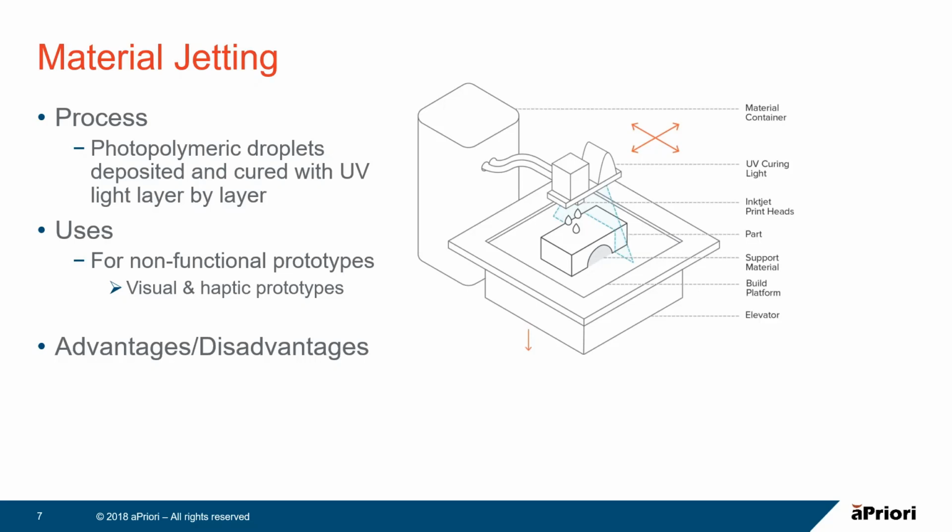And some of the disadvantages then: support structures are always required no matter what the overhang angle. I'm just going to talk a little bit more about overhang angles and support structures later. The parts tend to have poor mechanical properties, and the materials are photosensitive, so that means the mechanical properties and color will degrade over time.